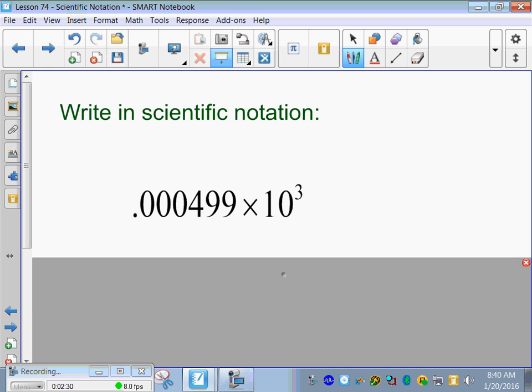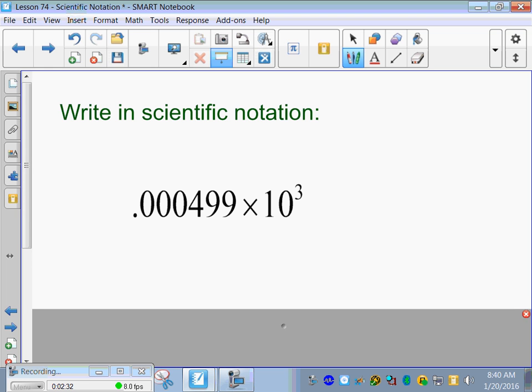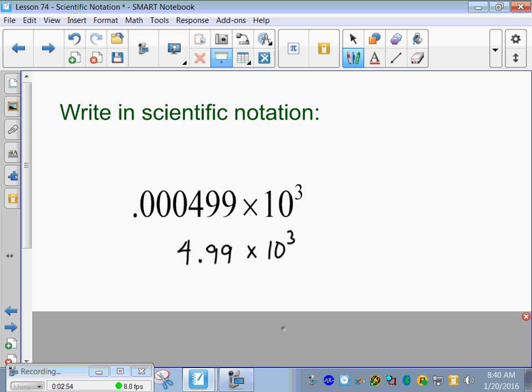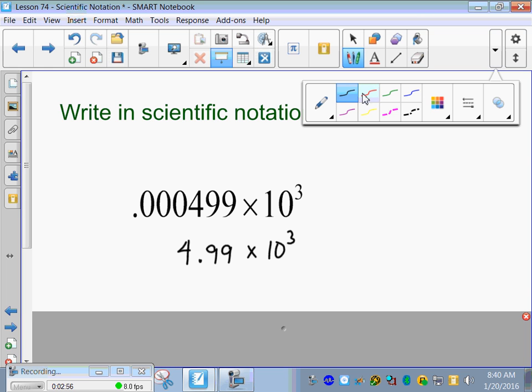Write in scientific notation. So again, even though it has a times 10, it's not in scientific notation because we need the decimal to be between the first two numbers that are not 0. So, Nate, where should I put the decimal? Between 4 and 9. Yep. So we have 4.99, and we already have times 10 to the third, but we're going to need to add or subtract something here.